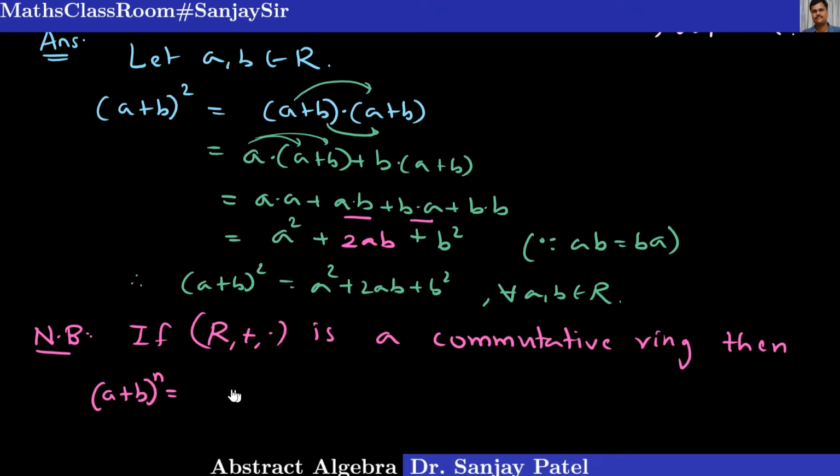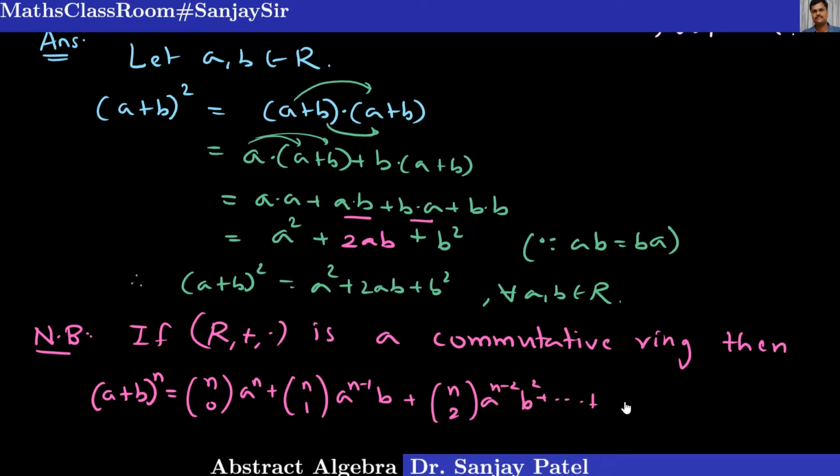(a + b)^n = nC0 a^n + nC1 a^(n-1) b + ... + nCn b^n. We can use that binomial expansion and write this way. This is true for every n belonging to N. So this is an interesting and easy exercise for you. You can use mathematical induction to prove this.